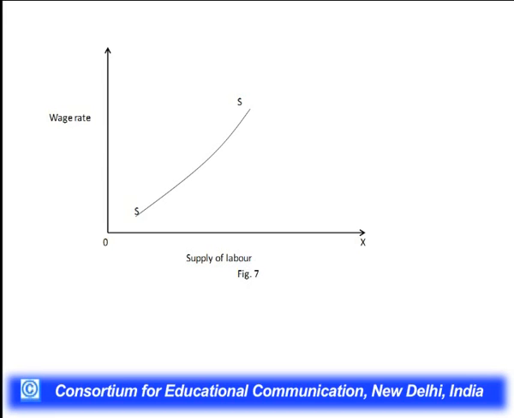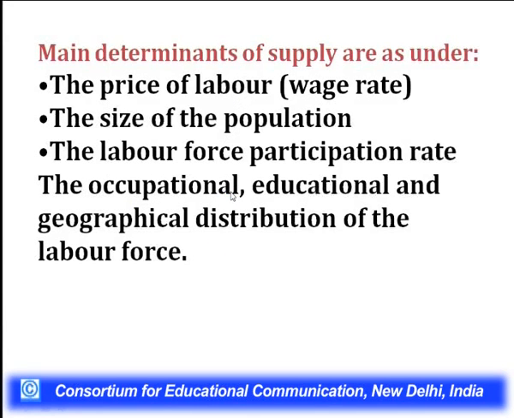You see, in the fields where the wages or salaries are high, more people are willing to work in that field. So in that field supply would be more. So the supply curve is upward sloping.